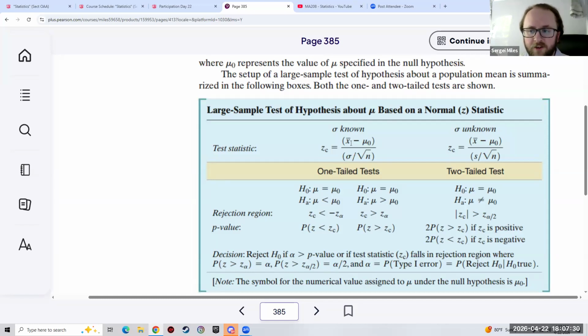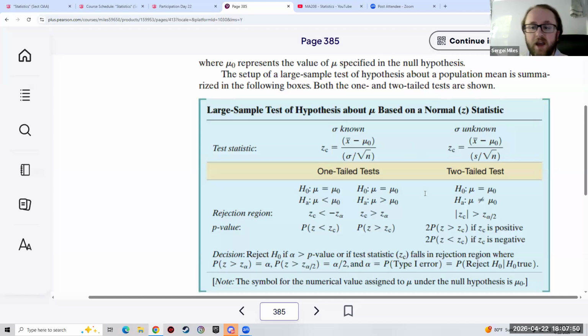That uses the sample average minus whatever we're assuming the average is. So that's mu subscript 0 here. That is the assumption for what the average is from the null hypothesis, divided by the standard deviation, divided by the square root of n, all right? So we've seen this formula already.